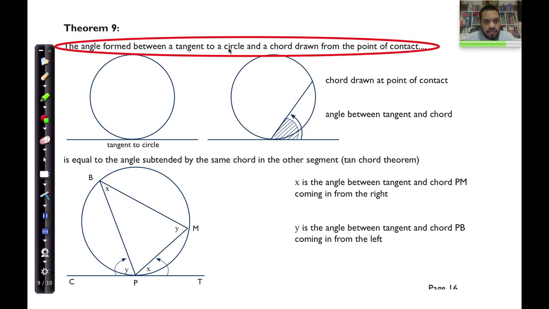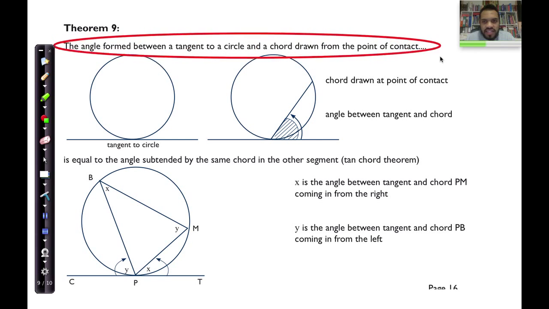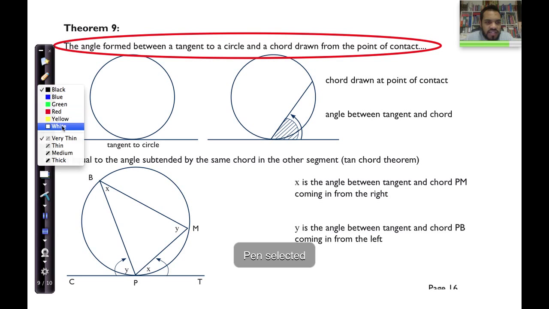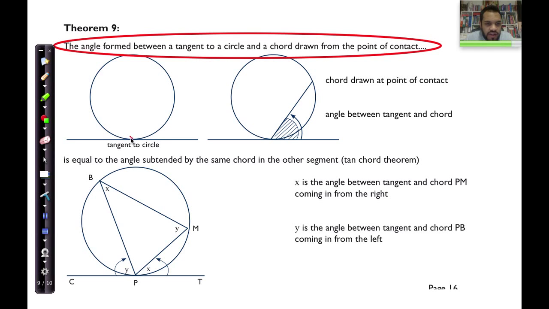That's the theorem. The Tan Chord Theorem says that the angle between a tangent to a circle and a chord drawn from the point of contact. The point of contact we are interested in is this point over here, which I will call P. Are you all with me? Call this line AB. Line AB is a tangent to this particular circle at the point P. That is the point of contact.